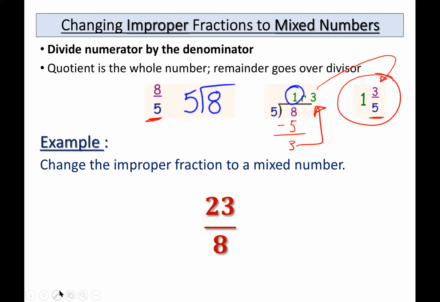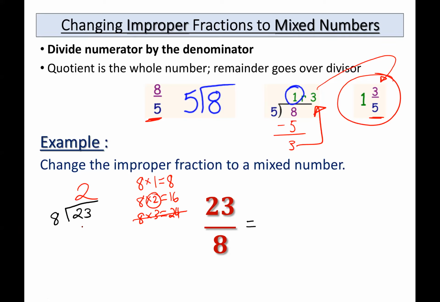Okay, we're going to do an example here, 23/8. Off to the side, I'll write out my division. 23 divided by 8. How many times does 8 go into 23? Well, 8 times 1 is 8. 8 times 2 is 16. 8 times 3 is 24. That's too big, right? I want enough factors of 8 to fit inside the 23. This one would be too many. So it looks like 8 goes into 23 2 times.